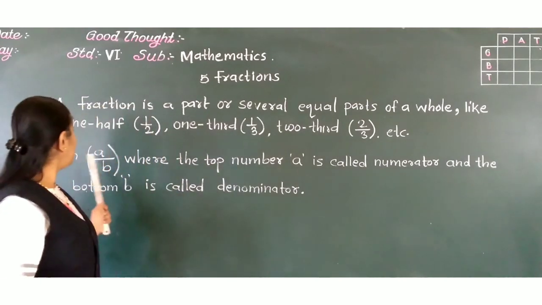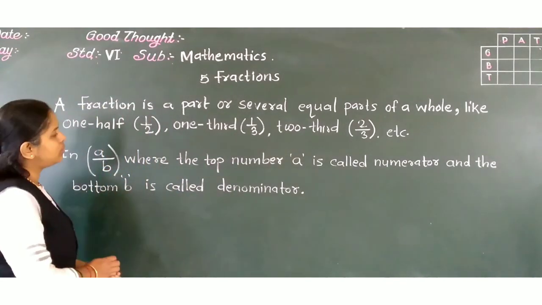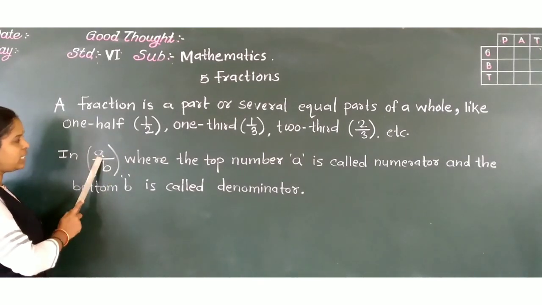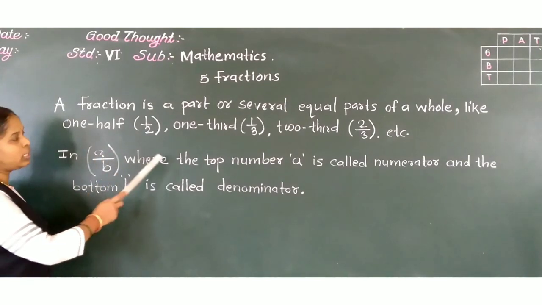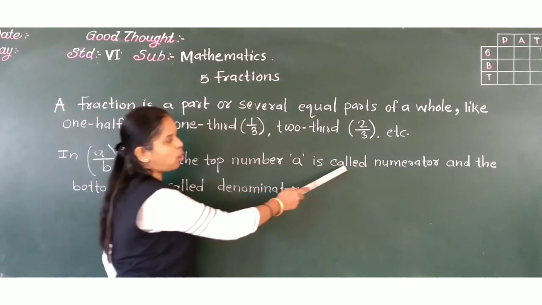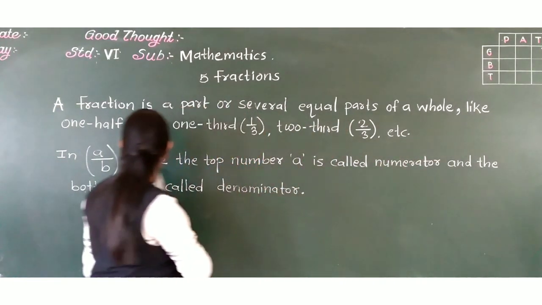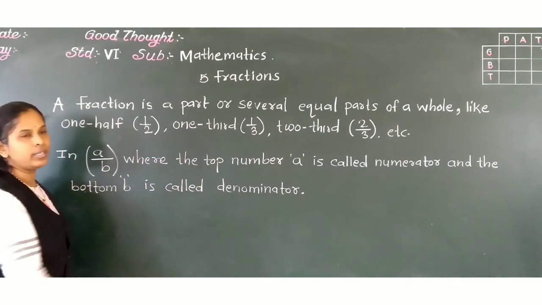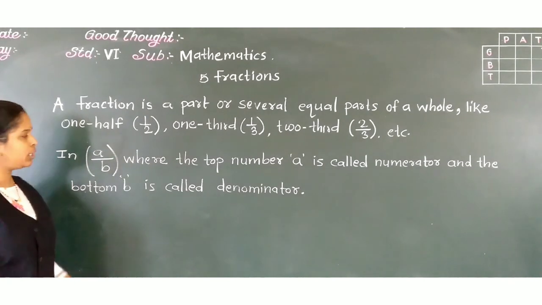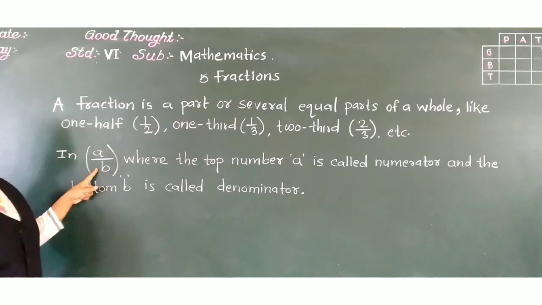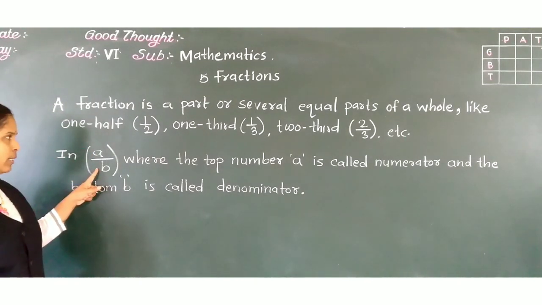Suppose a upon b is a fraction, then a, the top number, is called the numerator, and the bottom number b is called the denominator. In a fraction, the top number is called the numerator and the bottom number is called the denominator.